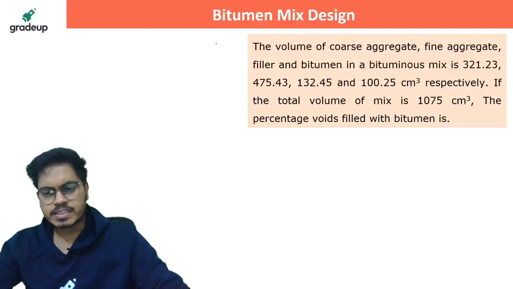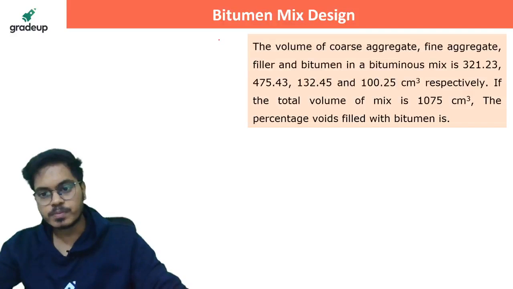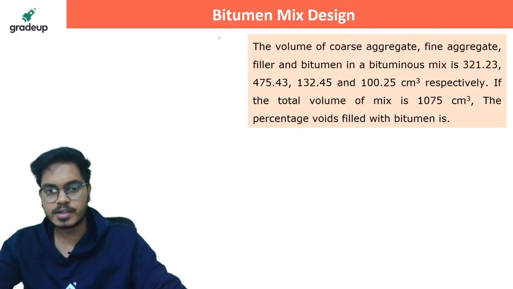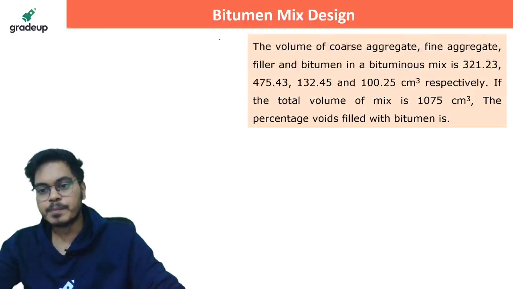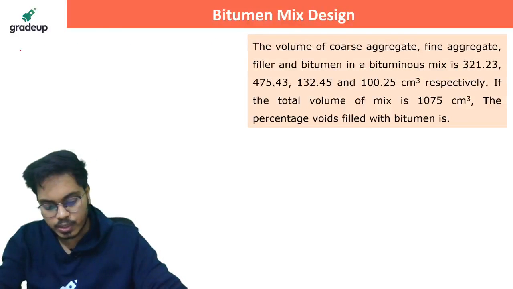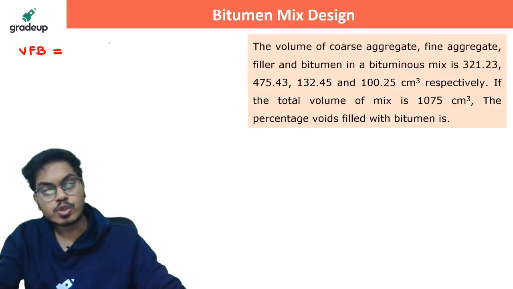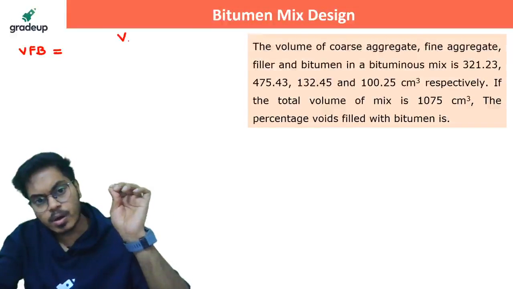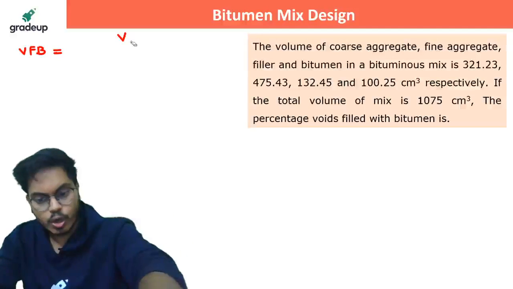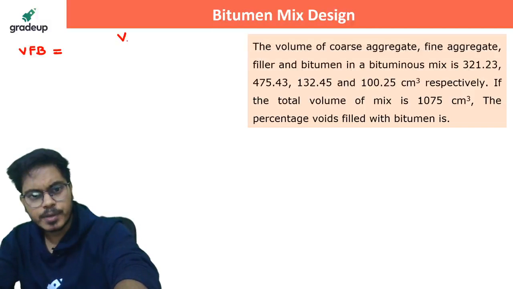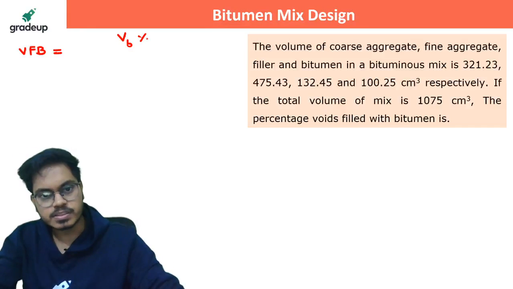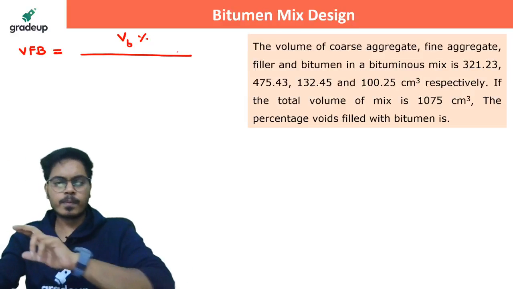The volume of coarse aggregate, fine aggregate, filler and bitumen in a mix is 321.3, 475.43, 132.45, 100.25 cubic centimeters respectively. If the total volume of the mix is this much, the percentage voids filled with bitumen, basically they are asking you the value of VFB. What was VFB? VFB was the volume of bitumen, in percentage, divided by the total space available.